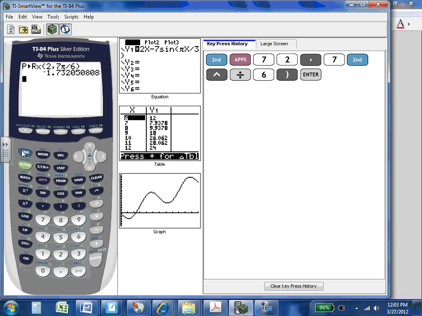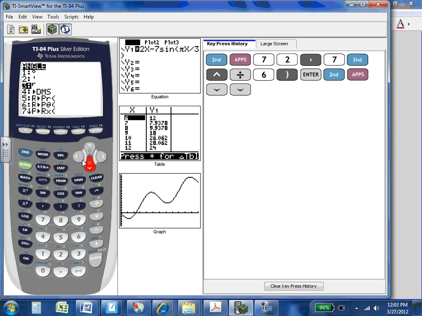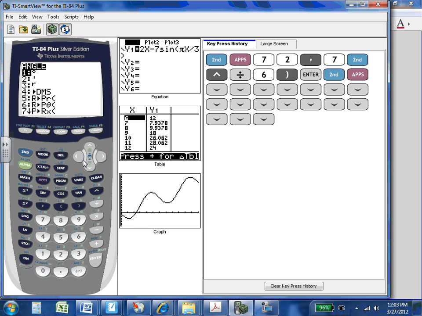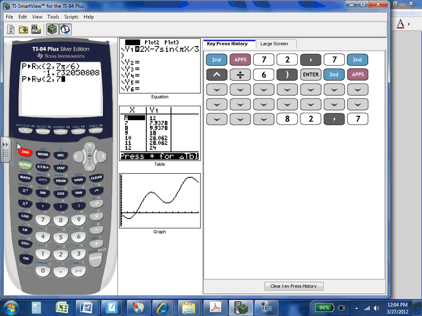So I'm going to do second angle. Now this time I'm looking for the y value, going polar to rectangular, the y value. It's not letting me go down. I'm guessing it's choice 8. Yeah, there it is. Okay, well, I'll just do choice 8. And I'm going to type in exactly the same thing. Do 2, followed by the comma, 7 pi over 6. Close it off. And there's my y value, negative 1.